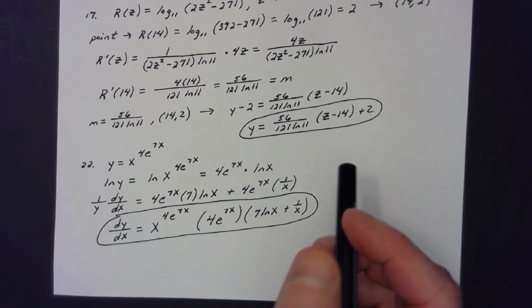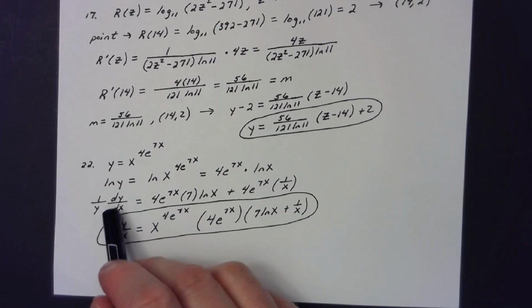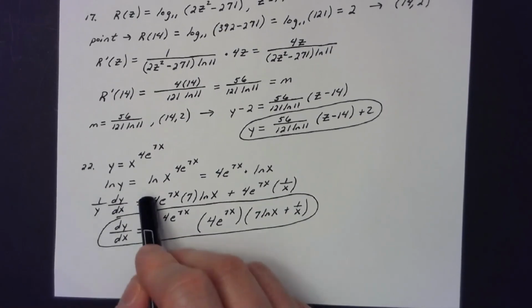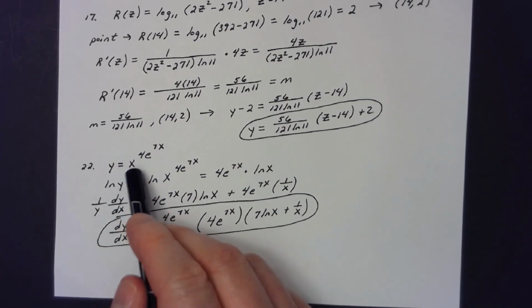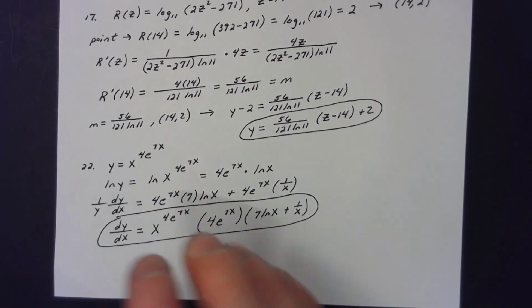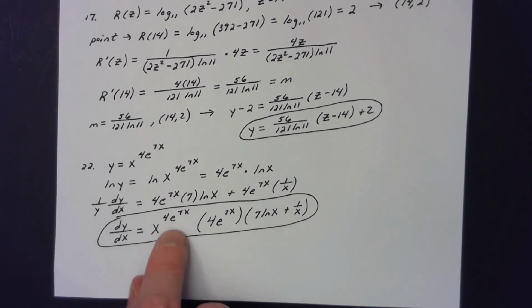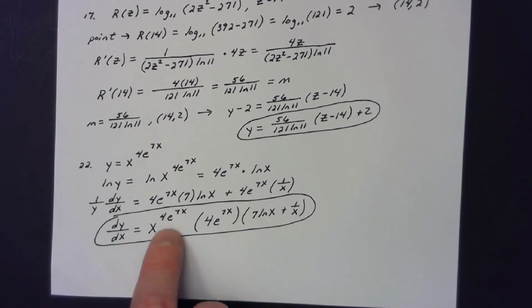I just went ahead and factored it. And at the same time, I had to solve for dy/dx. So for dy/dx, I know I would need to multiply by y on both sides. Well, instead of putting a y on the right hand side, they want the answer all in terms of x. Well, we already know y is equal to this, so I just substituted that down in the place of y, x raised to the 4e to the 7x power.